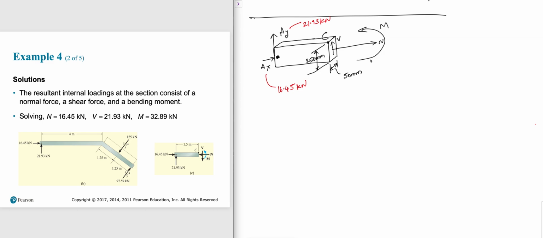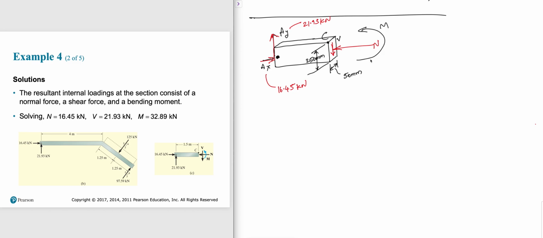By common sense, what I'm going to do is change the direction of V, change the direction of N. The only reason is because AY is going up, it makes sense shear should go down to balance. AX is going to the right, so N should go to the left to balance. This is by applying common sense. You can make any assumption. Moment, at this point, I just don't know. I'll just leave it as is.